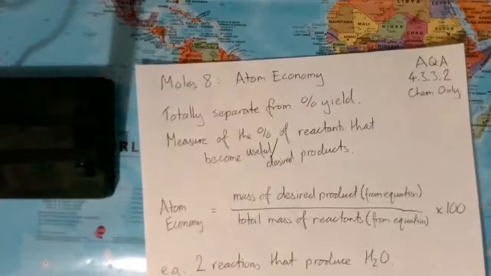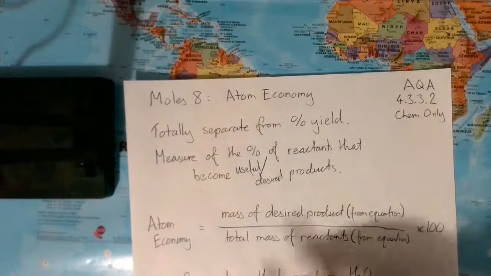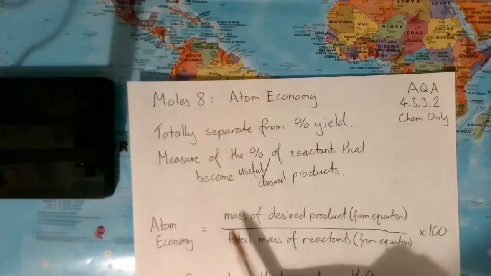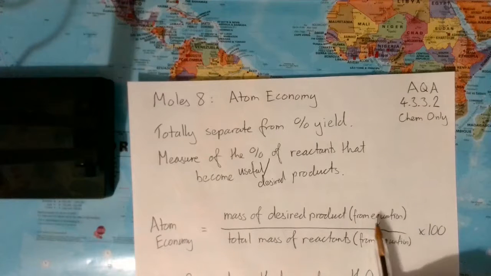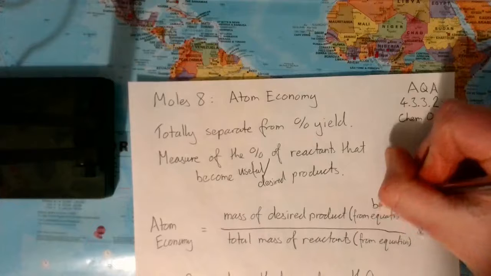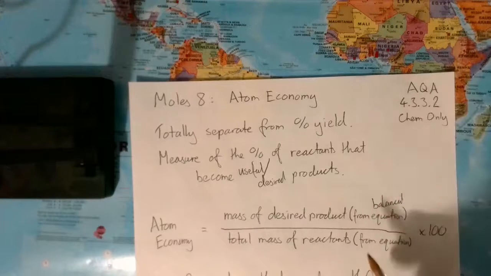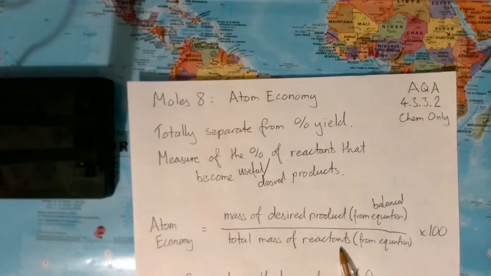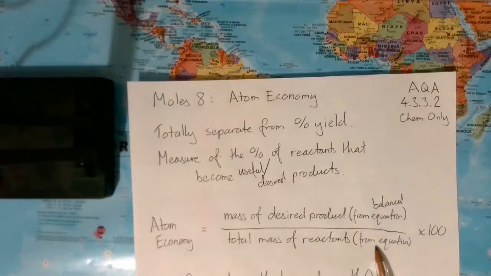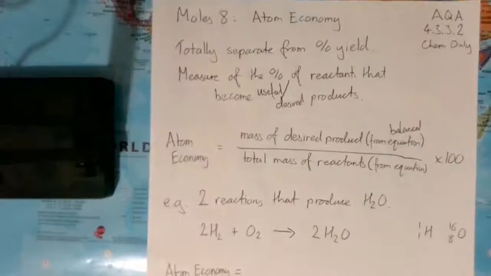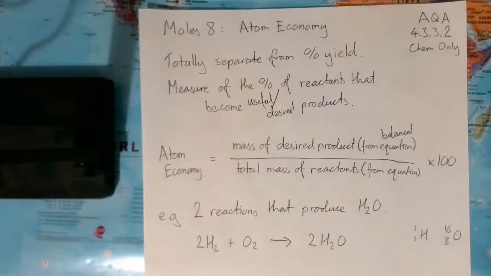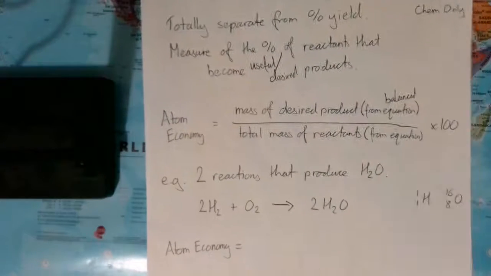And you calculate it using this equation here, which is the mass of the desired product that you look at in the equation, and you need to use a balanced equation, divided by the total mass of the reactants, again from that balanced equation, times by 100. And again, the easiest way to do this is to show you a couple of examples.